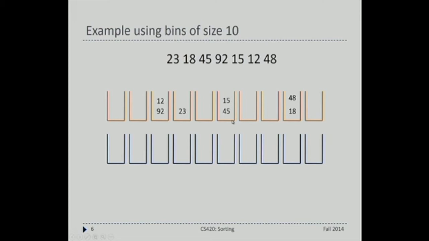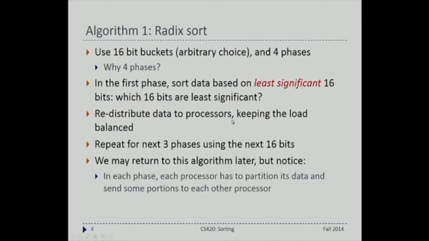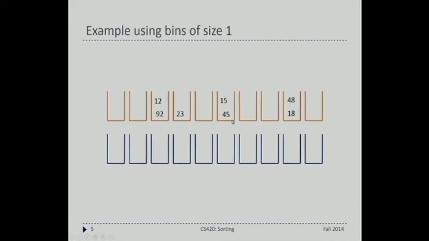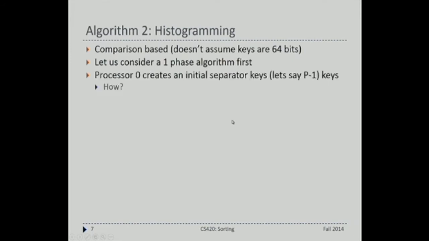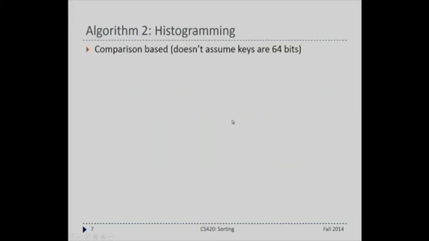So is the algorithm clear then? Let me see if I can put it in words better. Sort data based on the least significant 16 bits, redistribute data keeping the load balance, and repeat the steps again. Skip the animation. Okay, any question about this? Okay. Now, second algorithm.